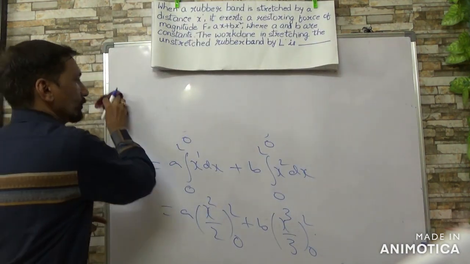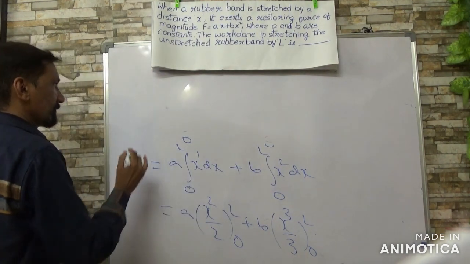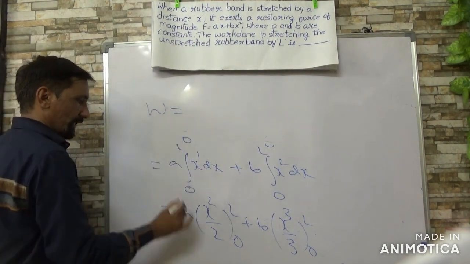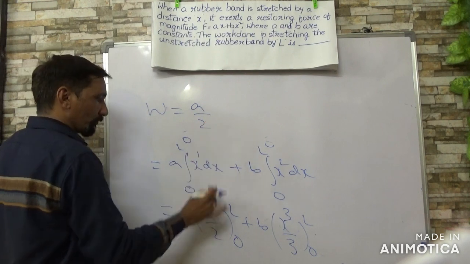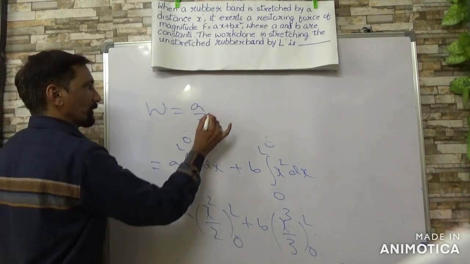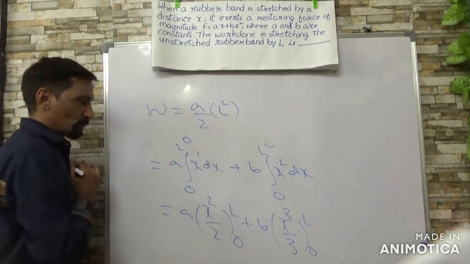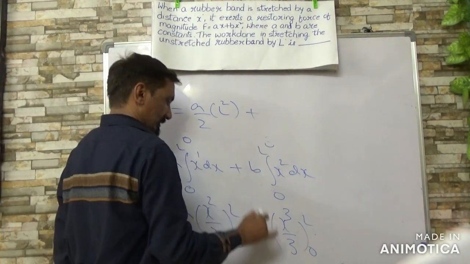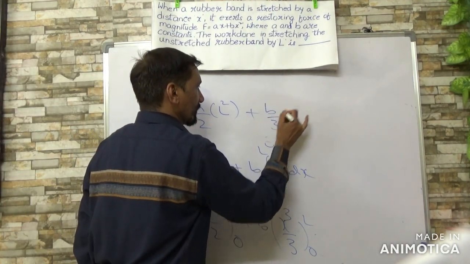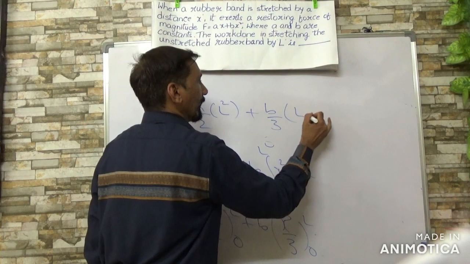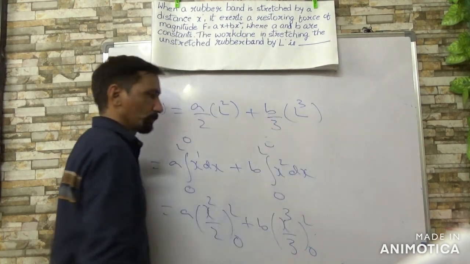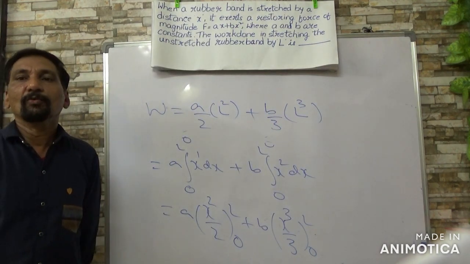So therefore, total work done is equal to a by 2 of upper limit minus lower limit, so only L square, plus b by 3 of L cube. Okay, so this is the work done.